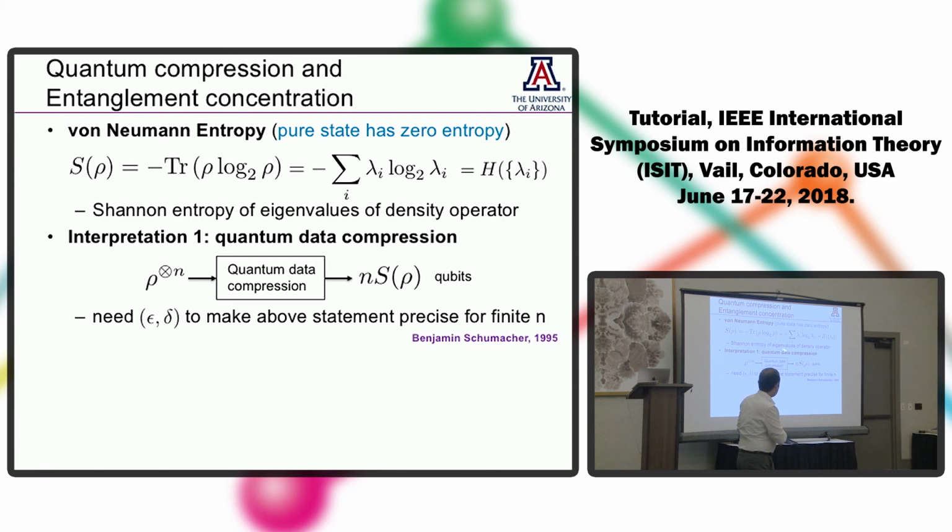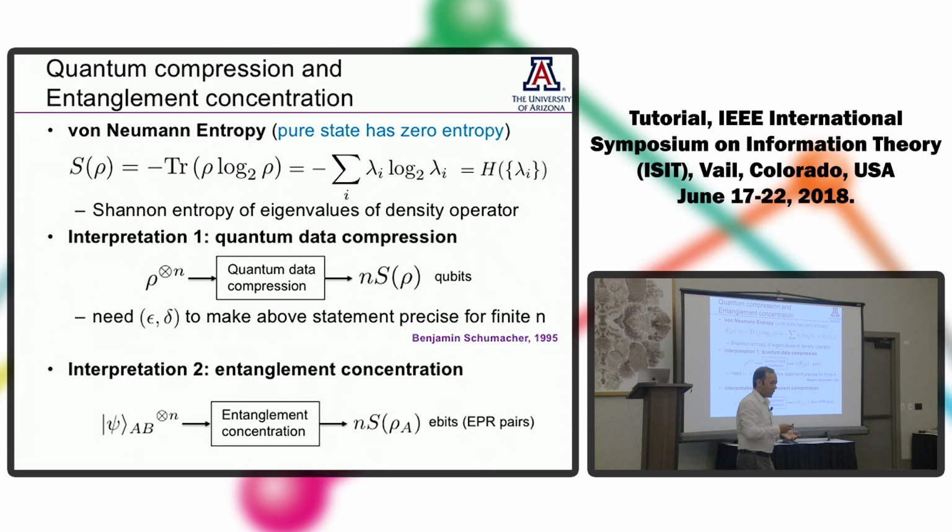And this box over here is a quantum data compression, so that's a unitary. This is exactly true only in the limit that n goes to infinity, in the sense that the state of these n S of rho qubits can exactly recover the original state rho tensor n in the limit that n is very high. So we need epsilons and deltas to make this precise, but this is called the Schumacher compression theorem.